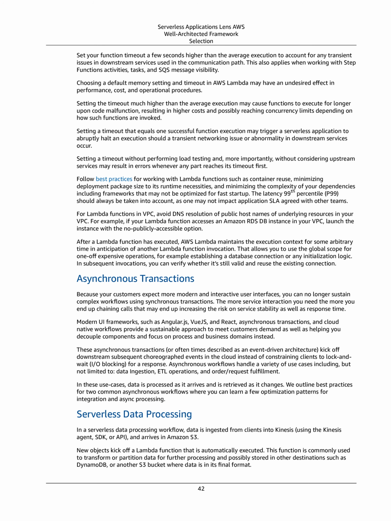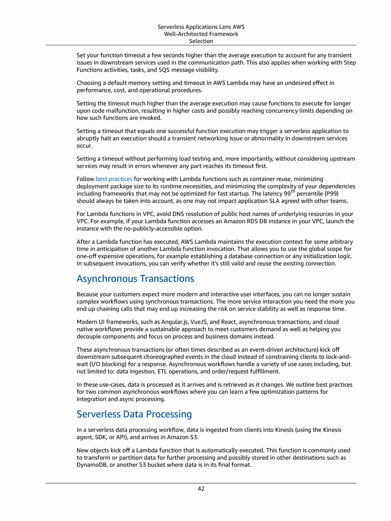Set your function timeout a few seconds higher than the average execution to account for any transient issues in downstream services used in the communication path. This also applies when working with Step Functions activities, tasks, and SQS message visibility.